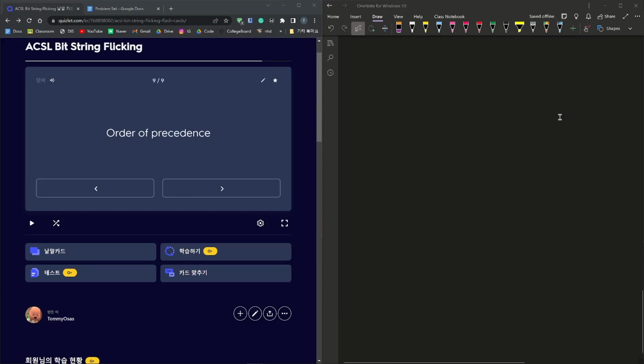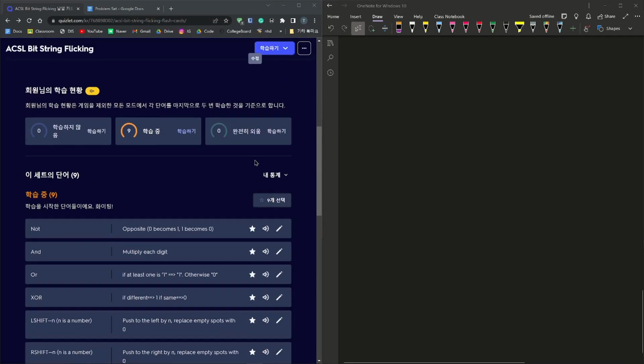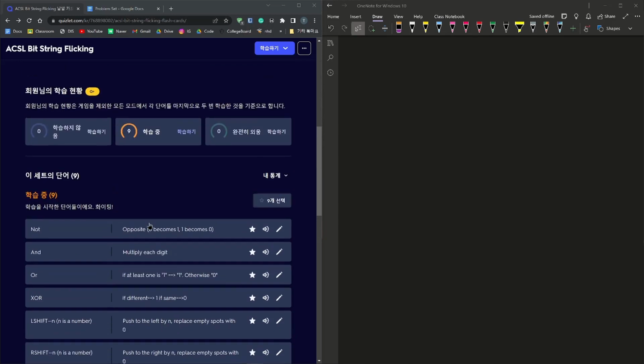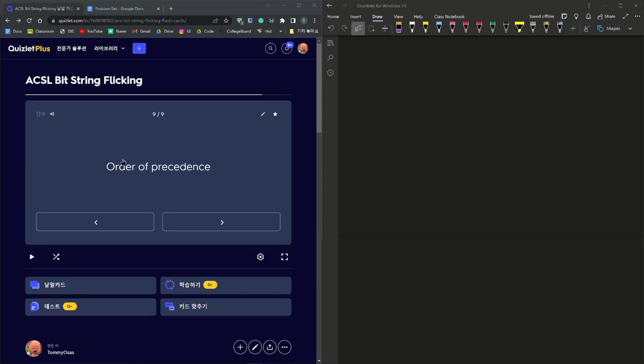Here's another important thing to consider. When you're solving ACSL problems, you will see that all of these functions are mixed with each other, and you will not know what order to proceed in. So for instance, in math, there's PEMDAS, right?